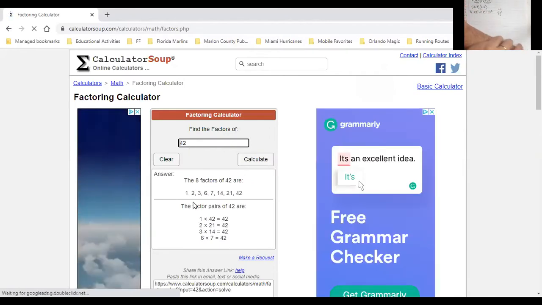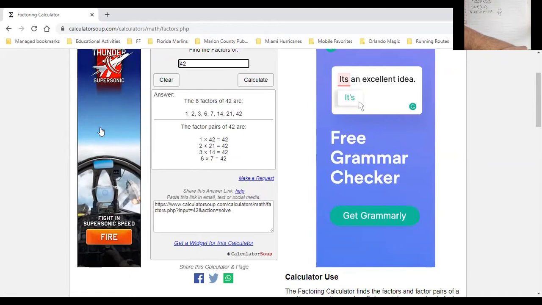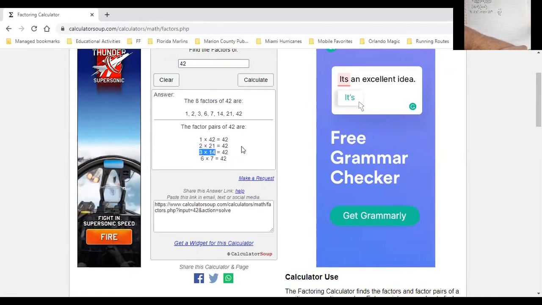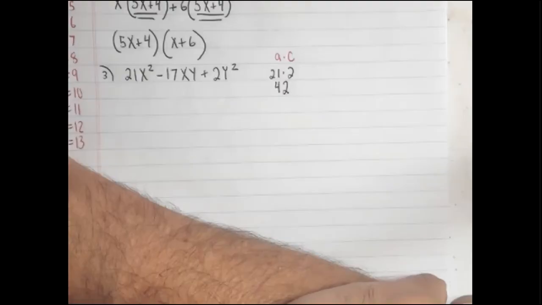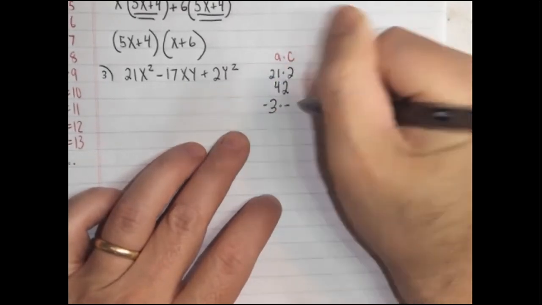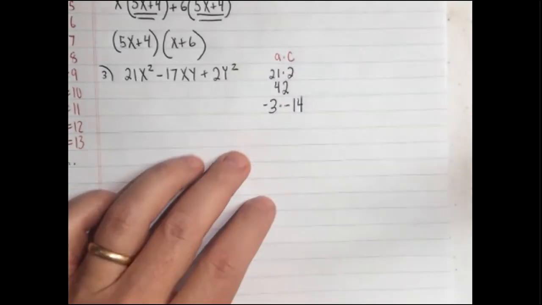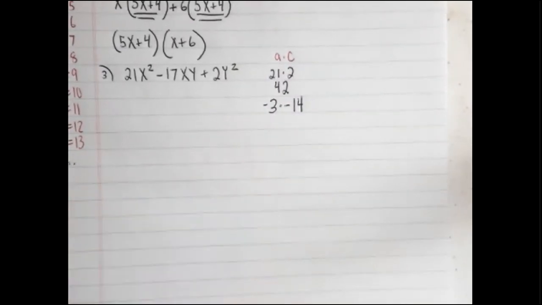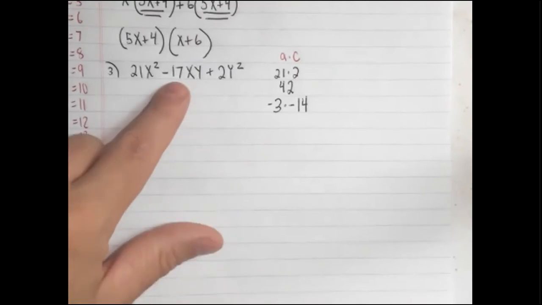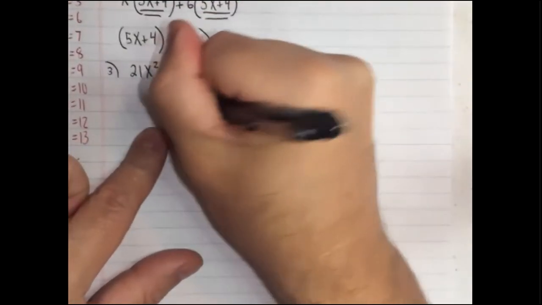Again, we're looking for the factors down here that will add up to 17. And we see it right here. 3 and 14 would add together to give me 17. But remember, they're both going to be negative. So it's negative 3 times a negative 14. So when I rewrite this negative 17, both values are going to be negative.